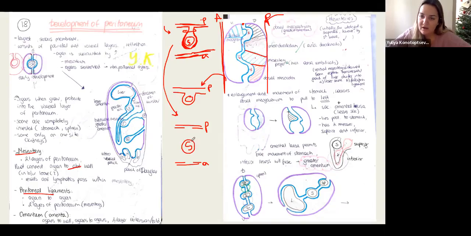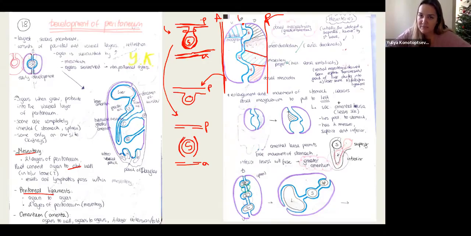Stomach is an intraperitoneal organ as well, because we can see that visceral mesoderm fully surrounds it from every side, right? So these lines right here represent the visceral mesoderm. I really hope that you understand that when I say visceral mesoderm, I also mean visceral layer of peritoneum, because it's the same thing, right? So stomach, this is the visceral mesoderm.